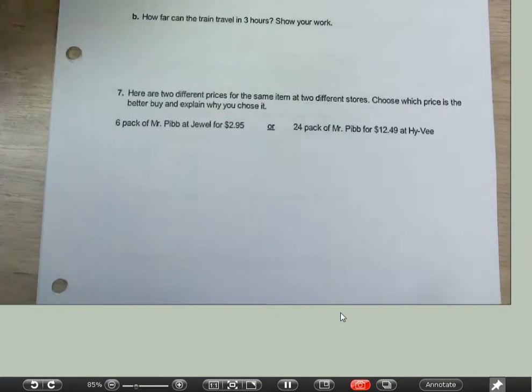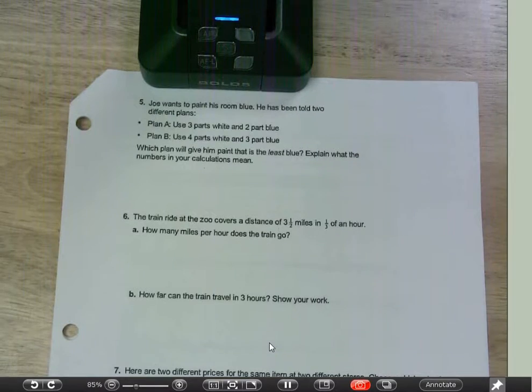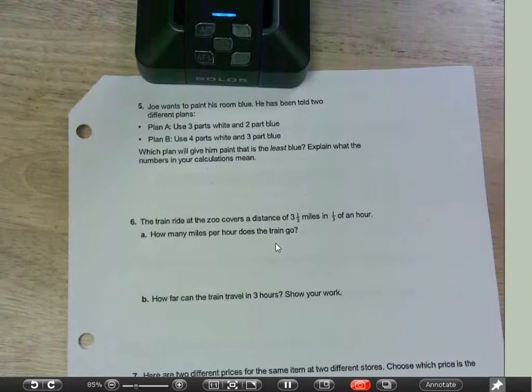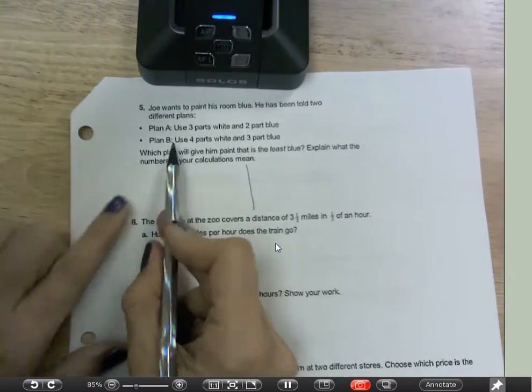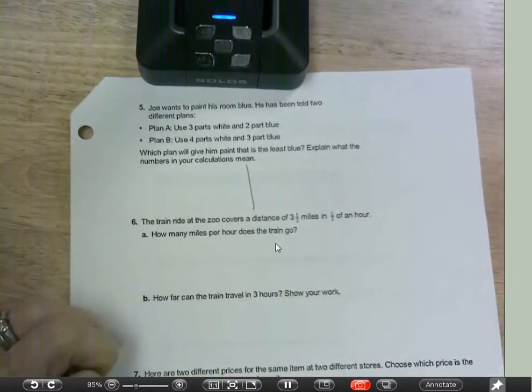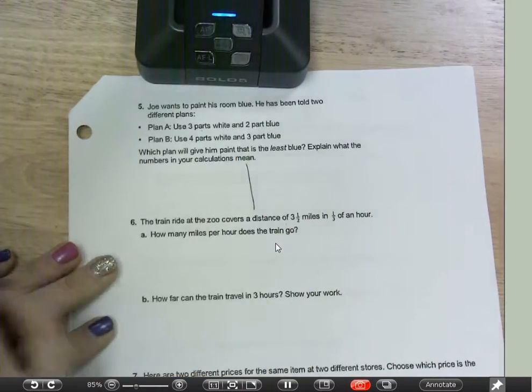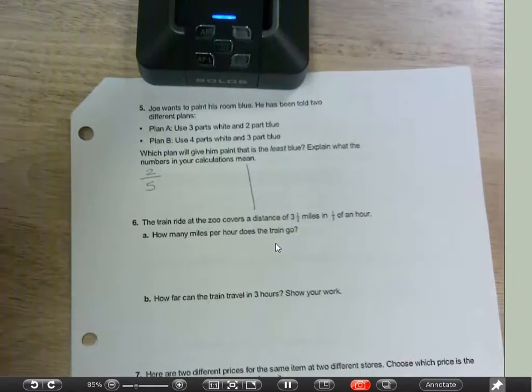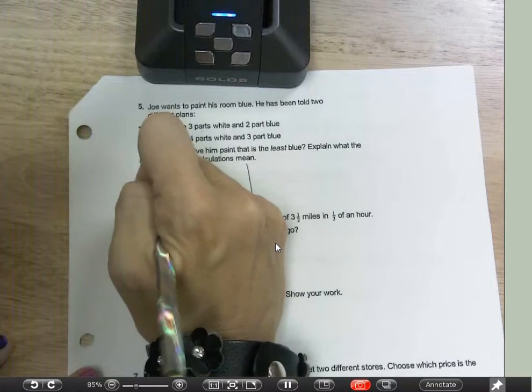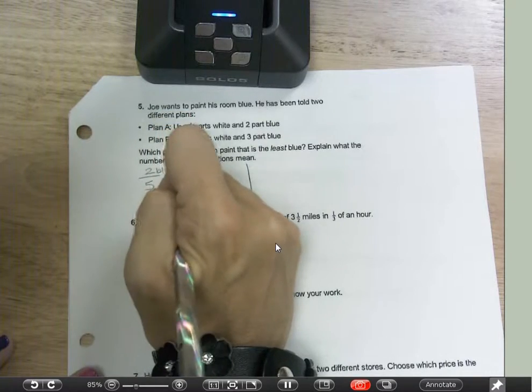Last page. Okay, so now we've got Joe and his room. So we've got the blue paint problem. We want to know which plan will give him the paint that is the least blue. So we want it to be not quite as blue. So plan A, I'm going to go like this to kind of divide my space. Plan A uses 3 parts white and 2 parts blue. So this is like an orange juice problem, guys. So 2 parts are blue out of the total 5 parts. So this is white, this is blue, and this is total parts in the mixture.